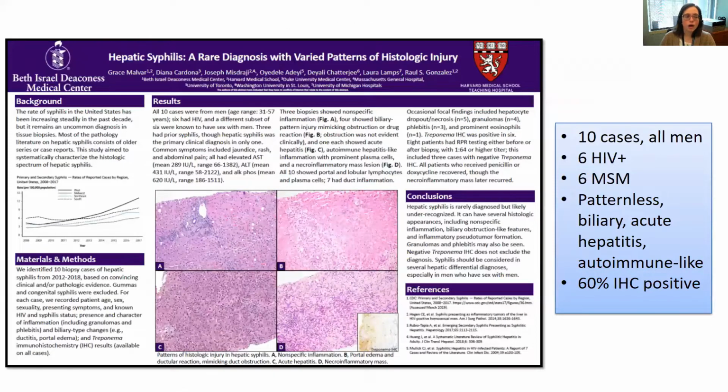Now, in the liver, our colleagues at Beth Israel presented in abstract form their experience with 10 cases, all men, six of them HIV positive, six of them with a history of having sex with other men. And there were a whole host of inflammatory patterns, including a biliary type pattern, an acute hepatitis-like pattern, and a patternless pattern. So you may not only see a biliary pattern in the setting of syphilis; sometimes you can have more of an acute hepatitis-like pattern. And in their experience, 60% of the cases were positive on IHC, which is different from our experience in the lower GI tract.